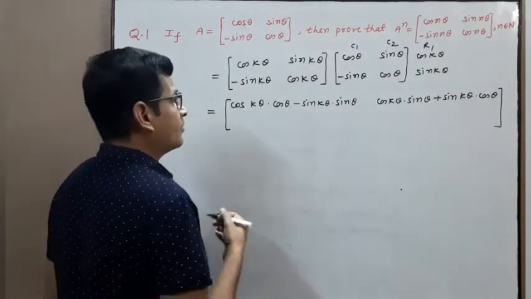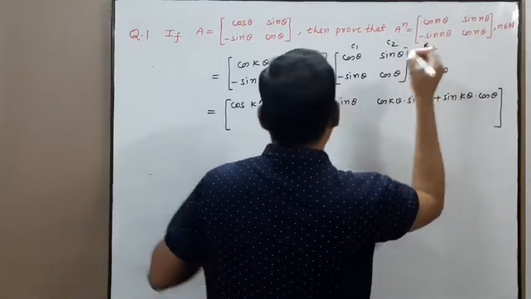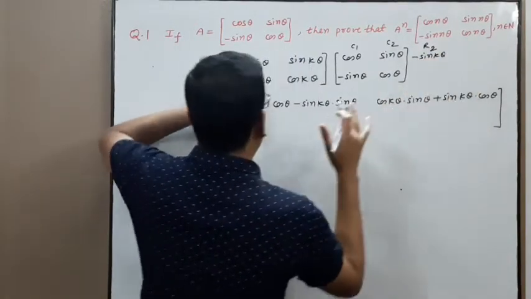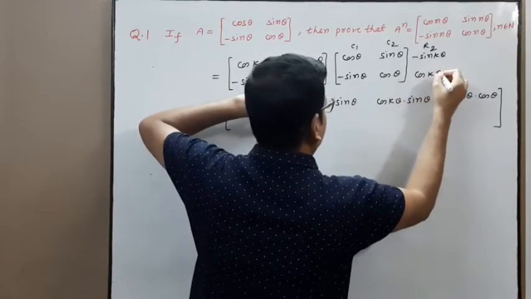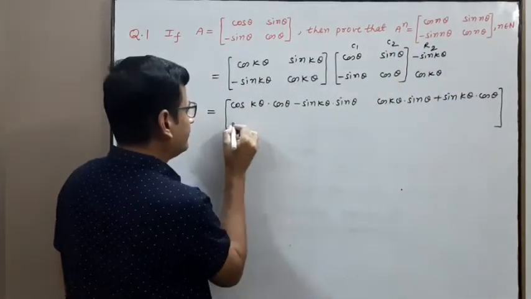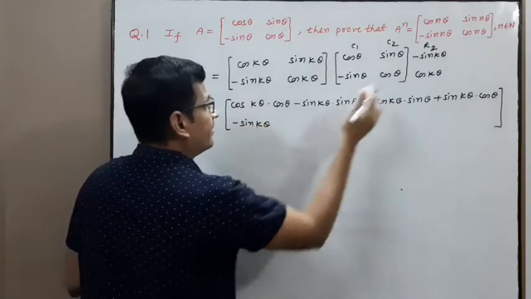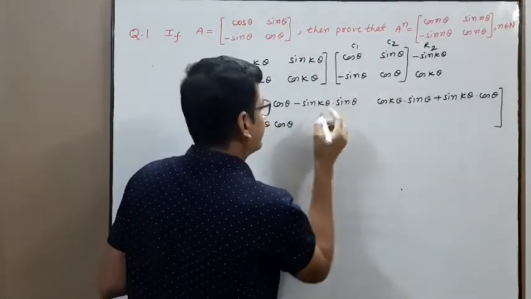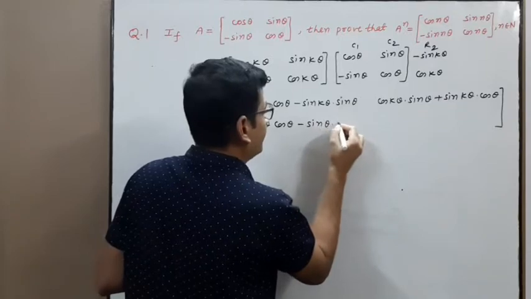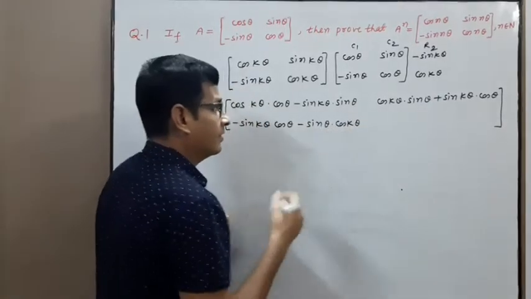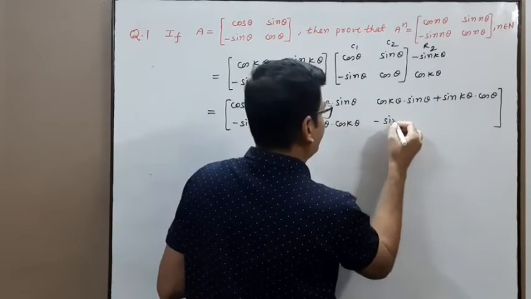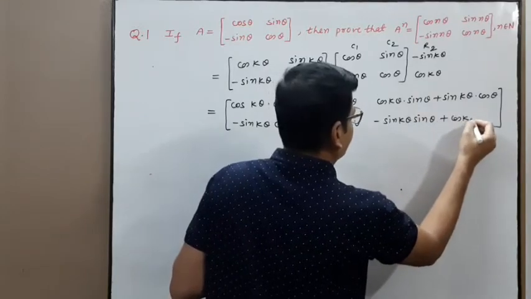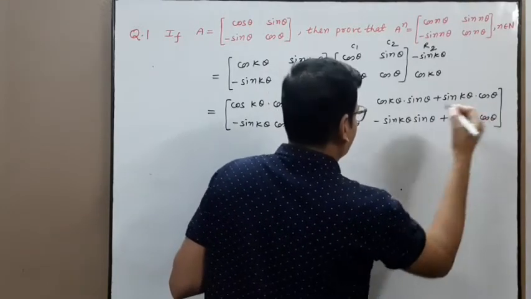Now multiply R2 C1. R2 is minus sin k theta and cos k theta. R2 C1: minus sin k theta into cos theta, and this into this, minus sin theta into cos k theta. Now R2 C2: this into this, minus sin k theta into sin theta plus cos k theta into cos theta.